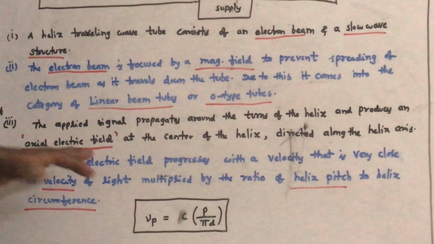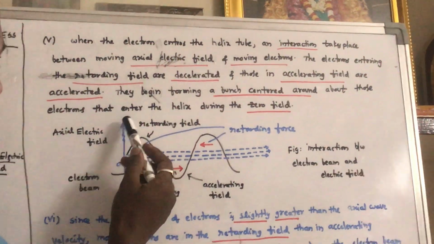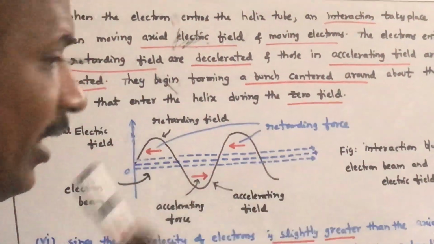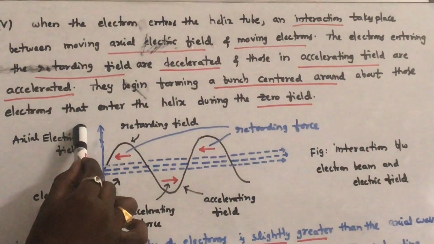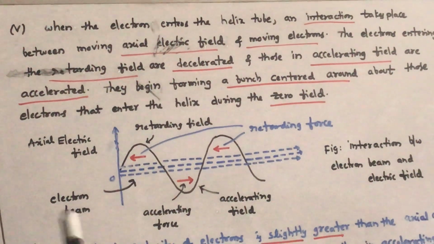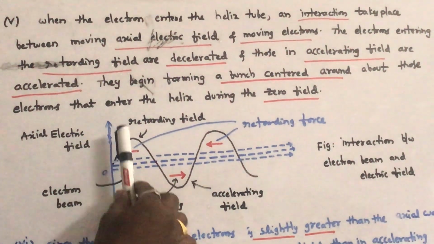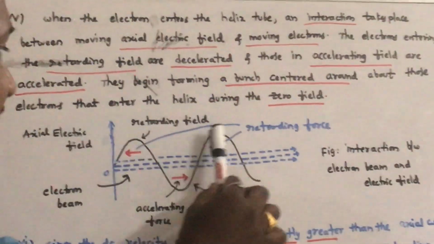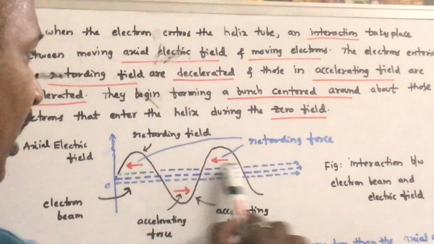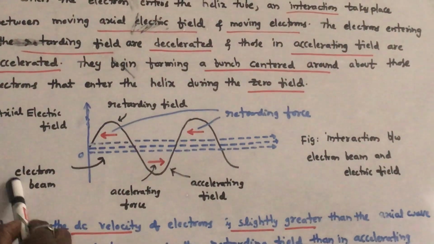Now, coming to the next one. You can see that this is the axial electric field. This is another important diagram. I have explained how this axial electric field is created because of the RF input traveling around the turns of the helix. In this axial electric field, the electron beam is traveling. You can see these blue dotted lines, this is the electron beam traveling.